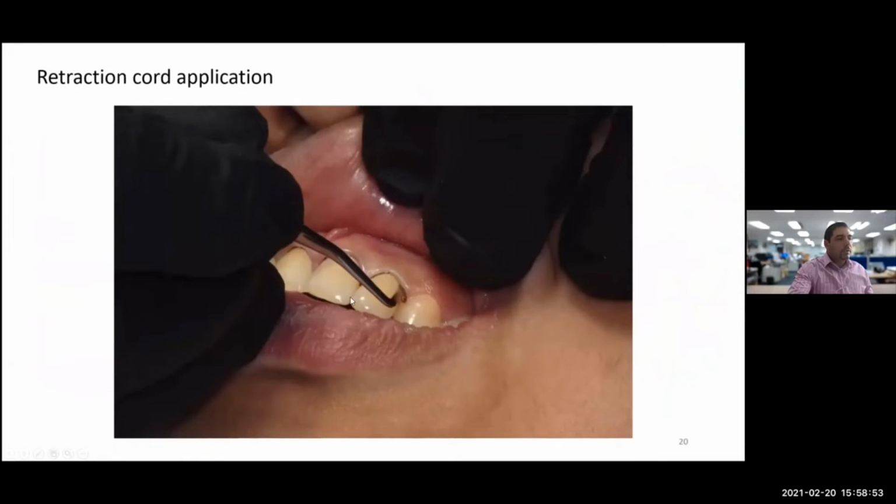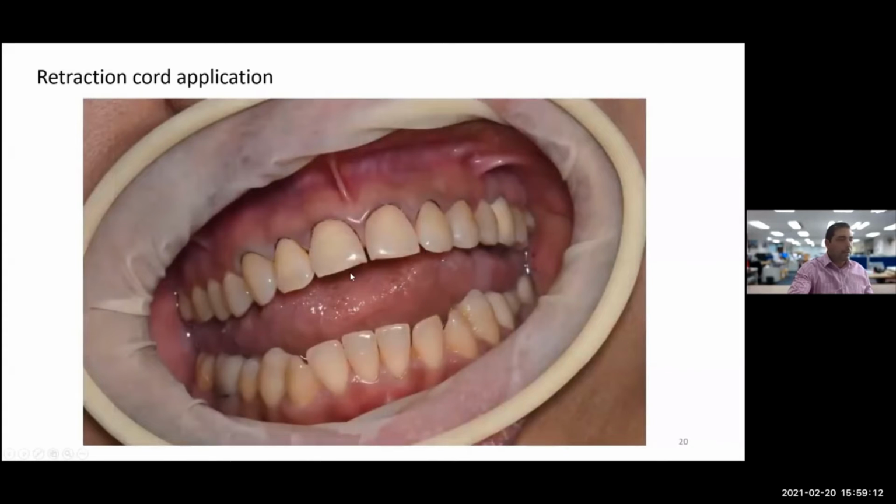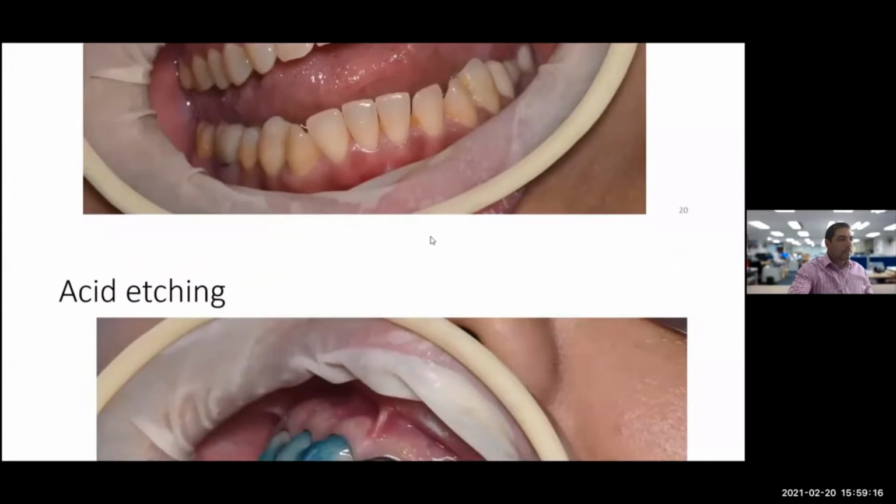Okay, so we proceed with the retraction cord placement. Retraction cord is to protect the gingiva when we do the minimal preparation. Minimal preparation is actually needed for adaptation of the margin of the natural tooth to the margin of the veneer. We don't want to make any step for plaque and for any periodontal problems. So I placed the retraction cord for her, and that was the photo before I started the next procedure.